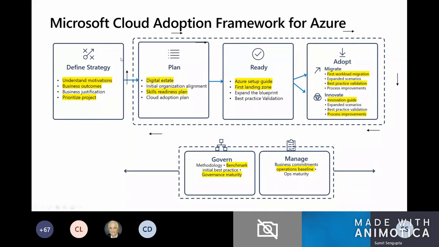You kind of go back in the whole process of planning, because you learn things after adoption that might help in planning for the next project, next application. So this is an ongoing iteration process. So what's planning? You plan for your digital estate, like what do you have on premise, what resources you have.